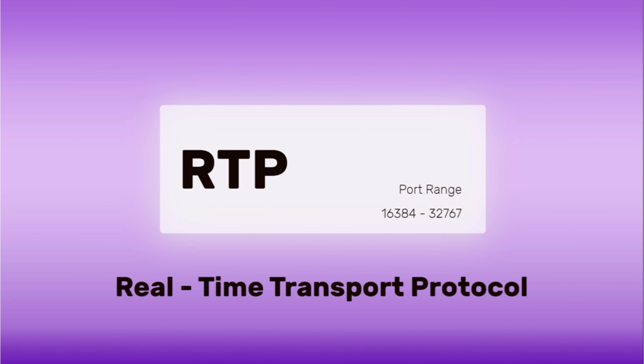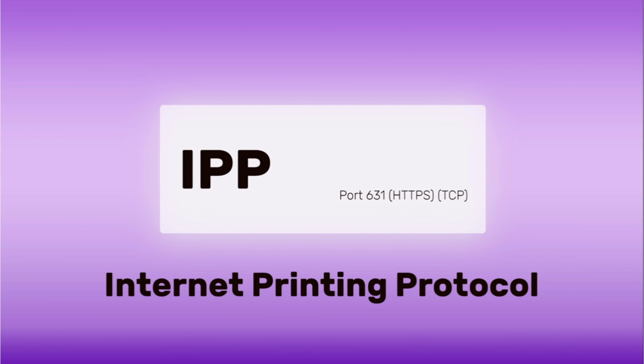So the next protocol is RTP, which stands for Real-time Transport Protocol, and it uses the port range 16,384 up to 32,767. This protocol is also used for voice over IP, for video streaming and audio streaming. So the next protocol here we have IPP, Internet Printing Protocol.